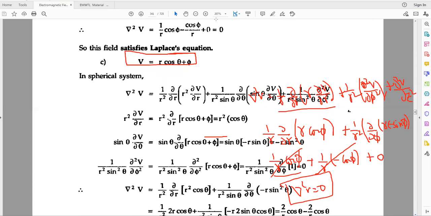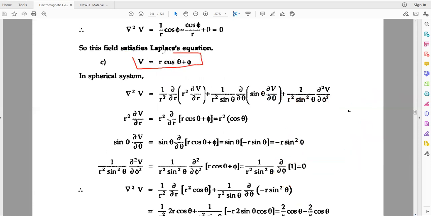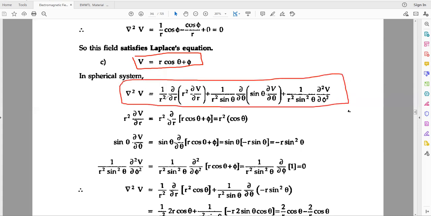And the last one, consider V is equal to R cos theta plus phi. It means it is a spherical coordinate system. In the spherical coordinate system, this is the formula: ∇²V is equal to 1/R² ∂/∂R of R² ∂V/∂R. Previously it was 1/R only. And here also 1/R², but R² sin theta is multiplied because in the differential element there is R sin theta d phi.